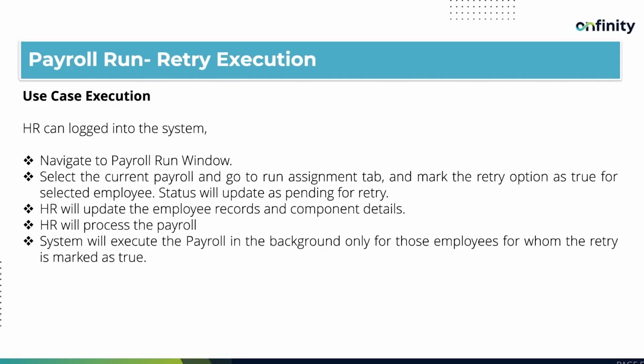Now HR will update the employee's record and their component details to fix the issue. After making the corrections, they will go back to the payroll run window and process the payroll again. The system will execute the payroll in the background, but only for those employees for whom the retry is marked as true. Let's have a look at how the retry case works within the system.